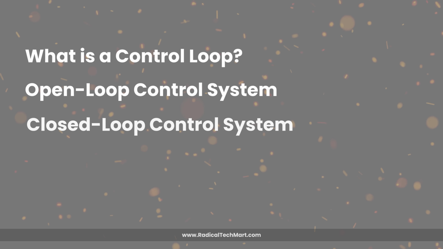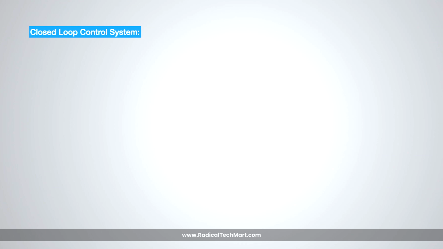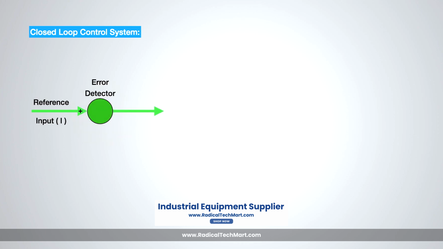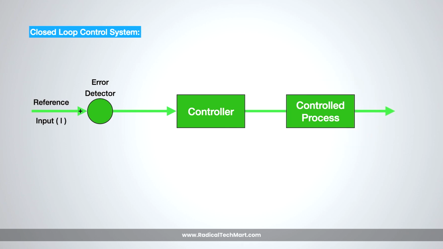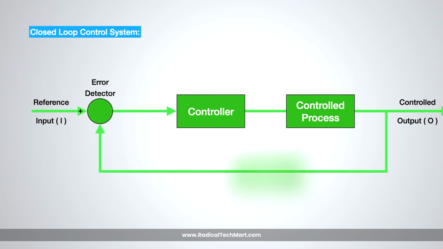Now let's take the second part, the closed loop control system. Closed loop systems are a more advanced and efficient system. Now let's check how it works. Step 1. A sensor measures the process variable. Step 2. The controller compares the PV with the set point. And step 3. If there's a difference, the controller adjusts the output. And step 4. The process continuously self-corrects based on the feedback.